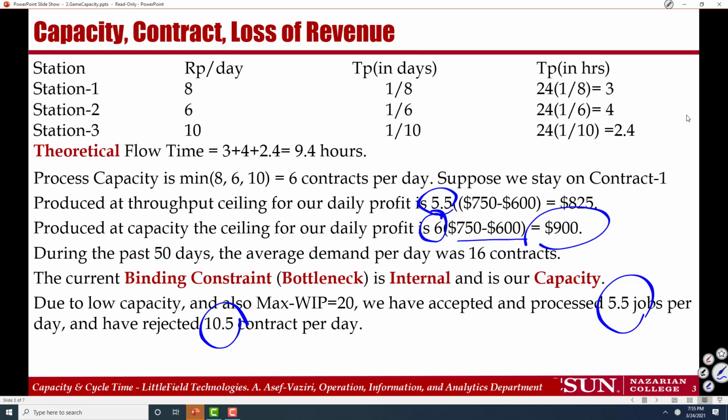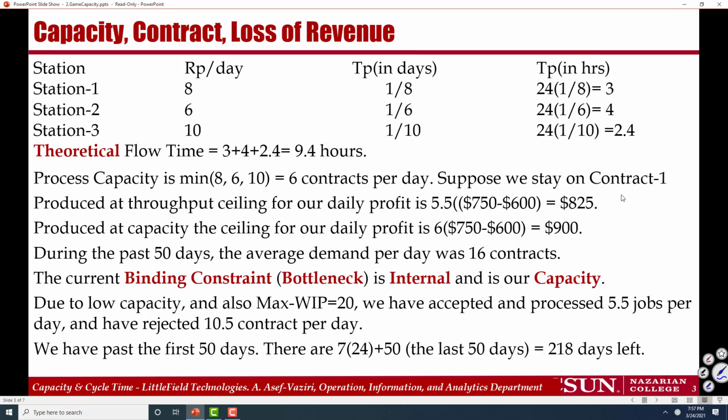But if it is in a game where you can also switch from one contract to another contract, and if the most lucrative contract gives you $1,250, then if you have said no to 10.5 per day, that means $1,250 minus 600 is 650. Suppose it is 600. 600 times 10, that means you have said no to $6,000 a day. I encourage you, do not think about reducing the demand by limiting your working process, but think about increasing capacity.